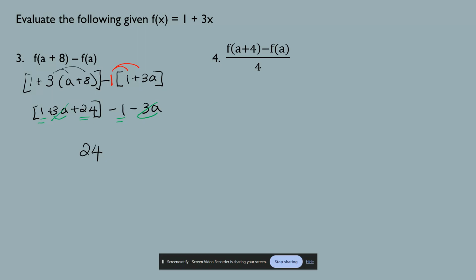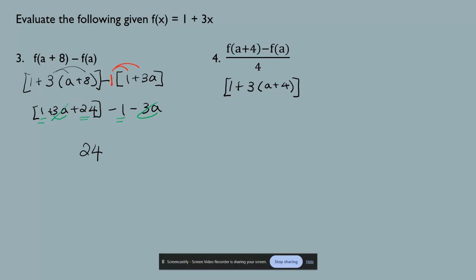Alright, let's look at question 4. That one looks a little complicated, but it shouldn't be that crazy. So first step, let's figure out what f of a plus 4 is going to be. So that one here is going to be 1 plus 3. For x, I'm replacing it with a plus 4 here then.